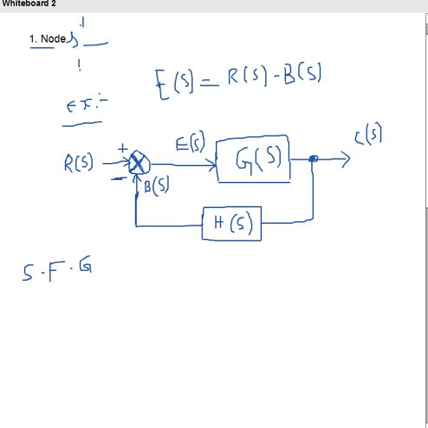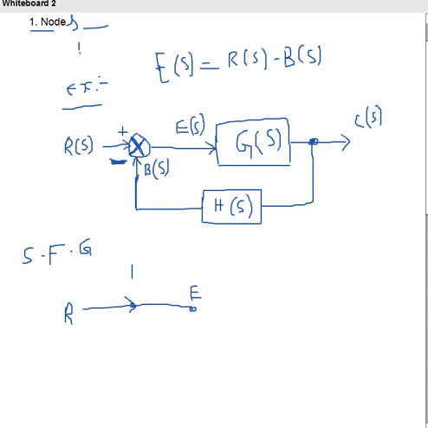SFG represents signal flow graph. So input is R, right? Input is R. And here the summing point is represented as a node. From the summing point, here E is there. E is also one node. From the summing point, from input to node E, the gain is 1, I am writing. And here the feedback signal B, but here minus is given in the block diagram, so minus 1.